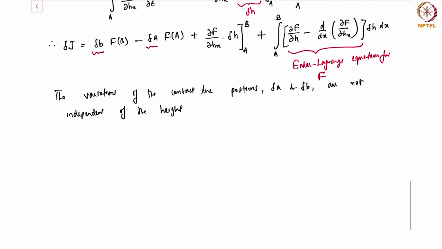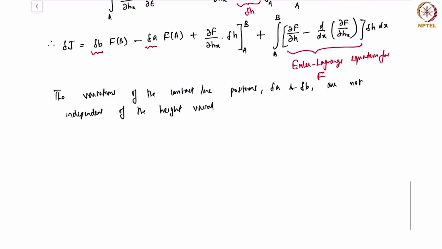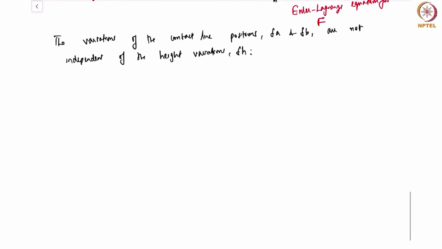Height variations, right? So what do I mean? For example, if you take a contact line here, if I were to zoom in to the region near the contact line. Let's say this is the original contact line, this is A, and there is a variation in the height.